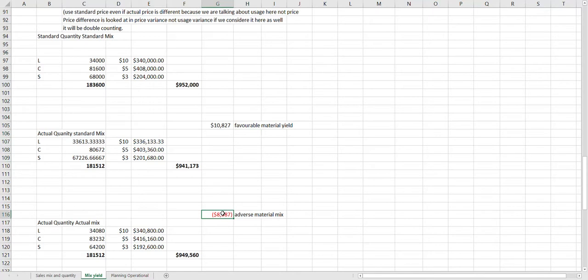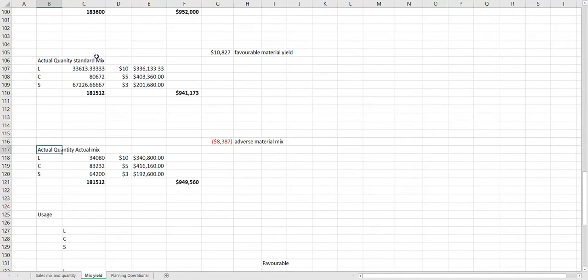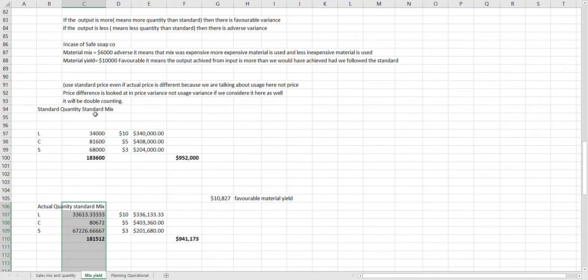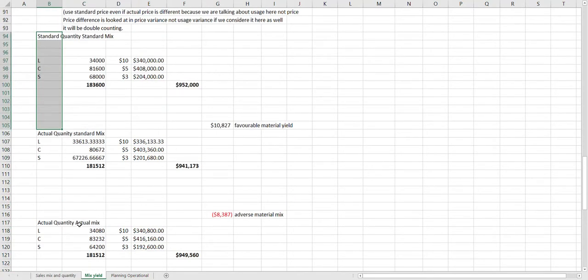So even though the mix is expensive, we use more expensive material and less cheaper material, but the overall output that we have achieved with those is more than we would have achieved with standard. And remember here, the mix is standard in both of them, but the quantity has changed. Okay, so here quantity was same, we look at the change in mix, and here mix is same, we look at the change in quantity. So my recommendation, start from the bottom and then look at the same quantity according to the standard mix, and then just take the actual production, multiply by standard usage. That should give you your answer.